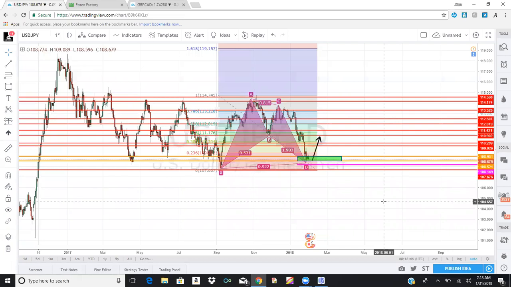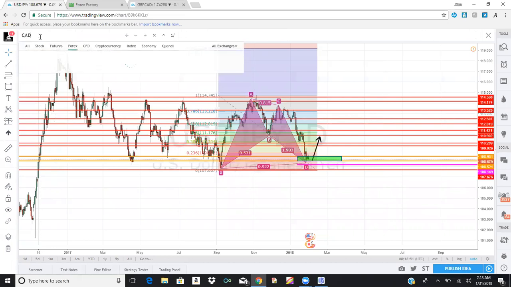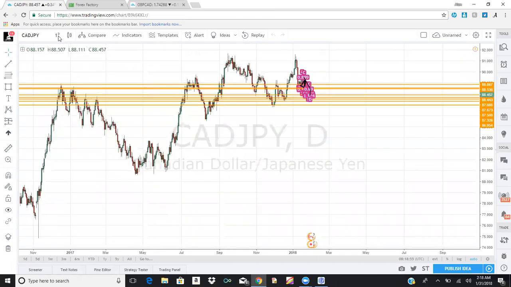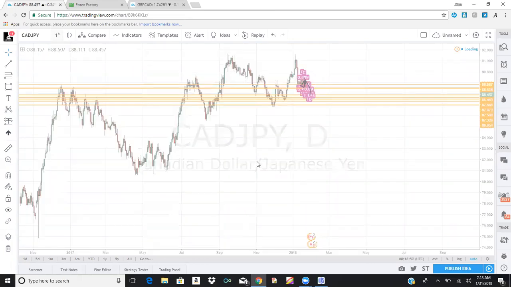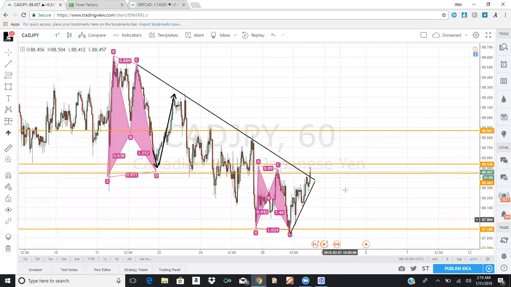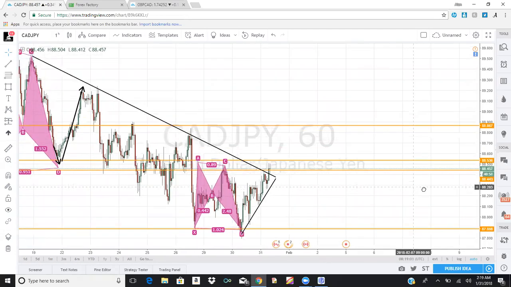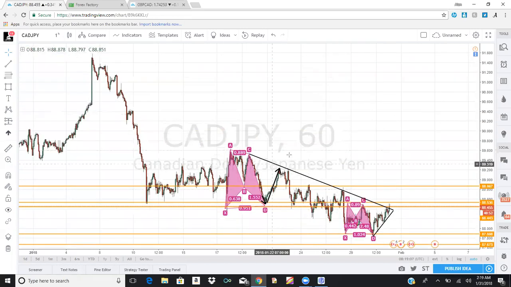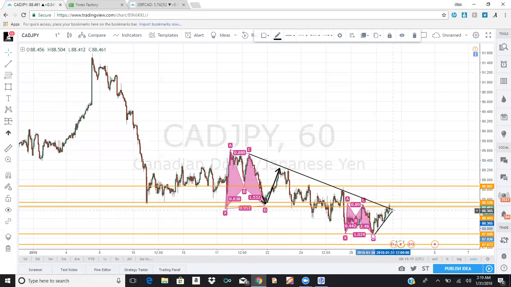Oh, CAD JPY. We can look at CAD JPY as well, actually. Let's go to a nice little 1 hour real quick. Cool. All right. So you have a pennant right now. You can consider this a pennant. So you have the downtrend right here, it's being broken right now and about to be retested. You have the uptrend that's right here. You also had a harmonic. So you had the buy confirmed right here.